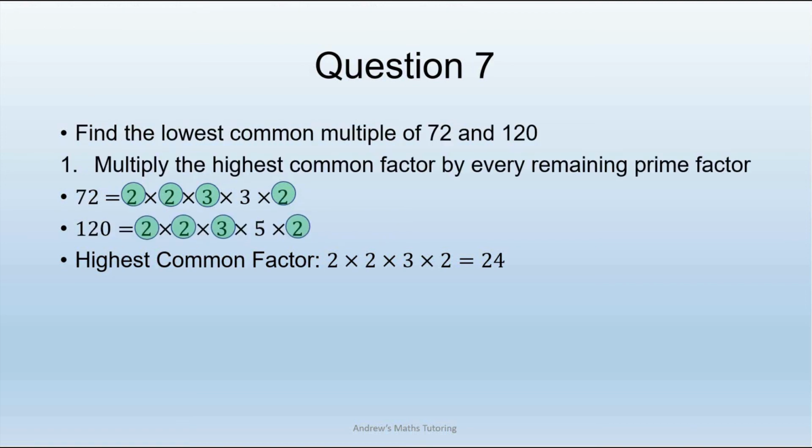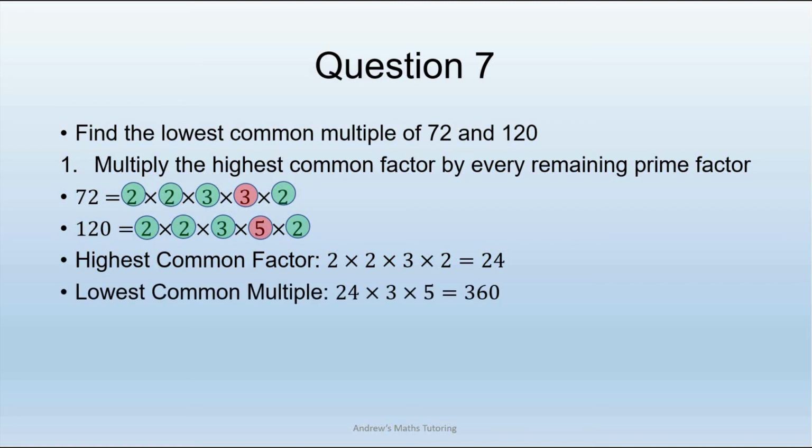Our next question is finding the lowest common multiple of these two numbers. So to do this, our method was to multiply the highest common factor by every remaining prime factor. So let's circle our remaining prime factors, and they're 3 and 5. We already found that our highest common factor was 24, so what we need to do now is multiply 24 times 3 times 5, and this gives us 360.